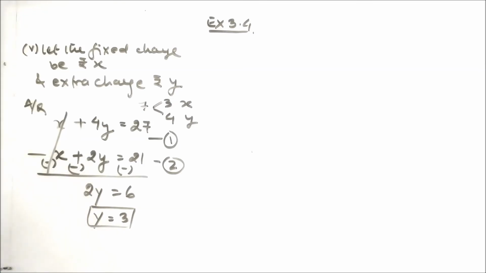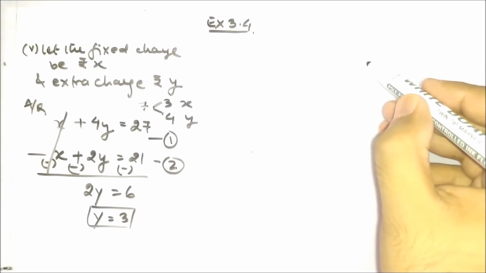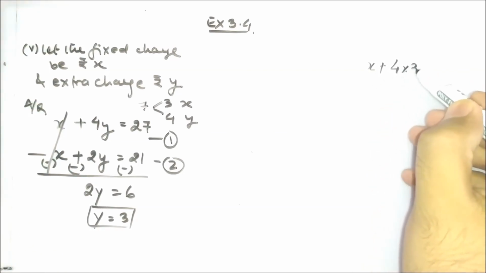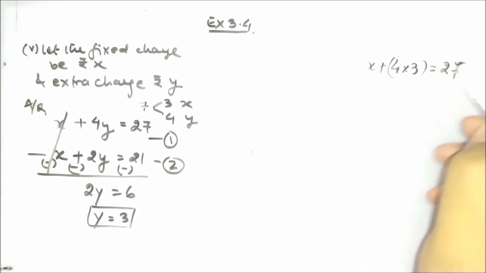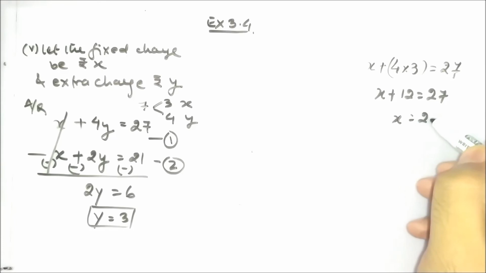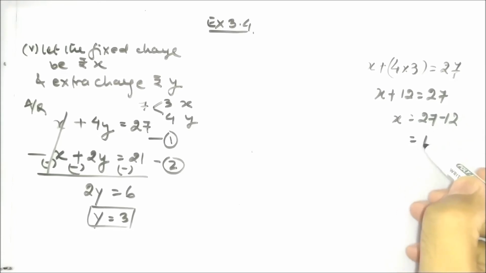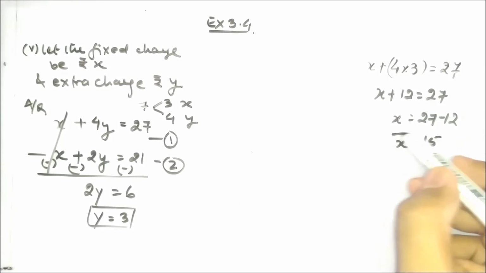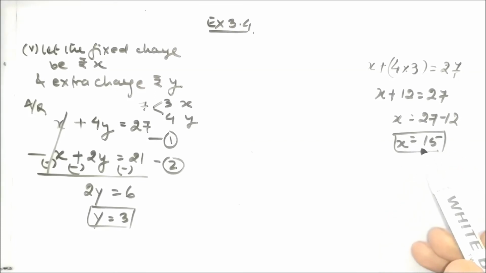And to get the value of the fixed charge, that is X, we'll put the value of Y equal to 3 in equation number 1. That will be X plus 4 into 3 is equal to 27. So X plus 12 is equal to 27. So X will be equal to 27 minus 12, that will be 15 rupees. So the fixed charge is 15 rupees and the per day charge is 3 rupees. I hope you understood this question. In this exercise, we have used the elimination method to solve the word problems related to that. Thank you.